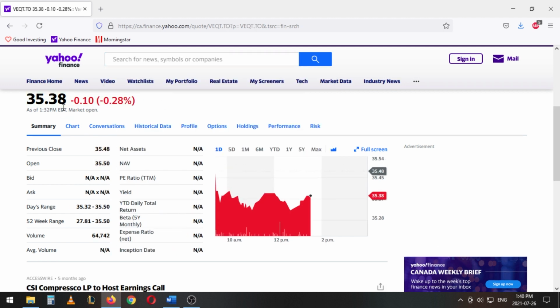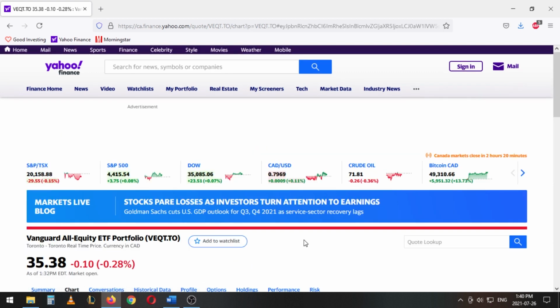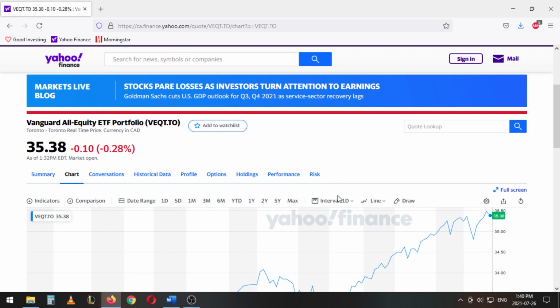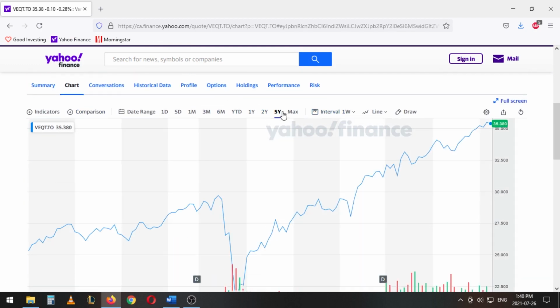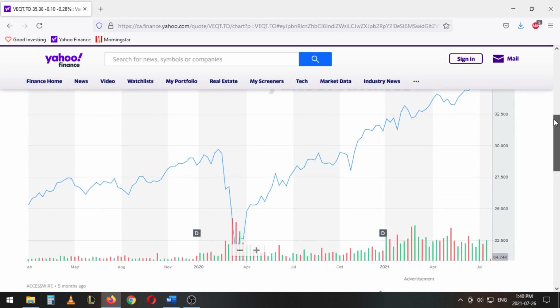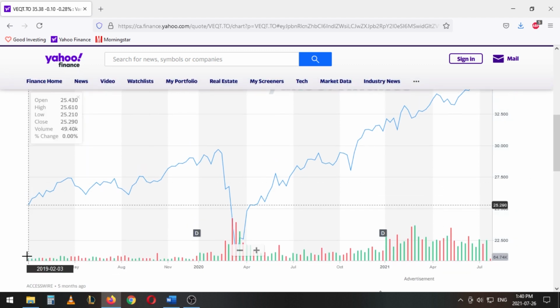But you can see, it's nice to be able to understand what all those different things are. Really what I use Yahoo for is the chart. I just love the chart. You can see here, basically I want to go back, let's say 5 years. Now VEQT hasn't been around that long. It's only been around since, it looks like, sort of February of 2019.